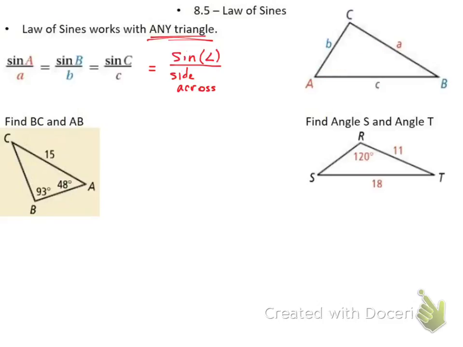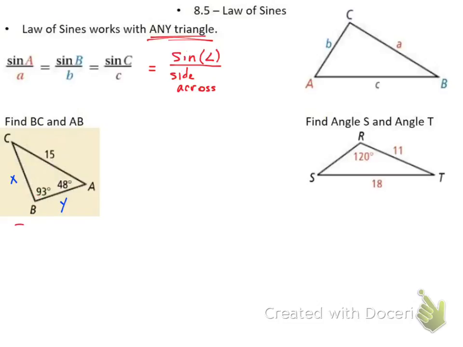Same thing if I were to do sine of B over top of the side that's across from B, which ends up being lowercase b in this case. And so what I can do is find missing pieces here. So in this first example on the left side of your notes, I can name this piece X and this piece Y. And so to write a proportion, I need to have only one variable. So for this one, one of my proportions has to contain angle B, and then the side that's across from it, which is 15.